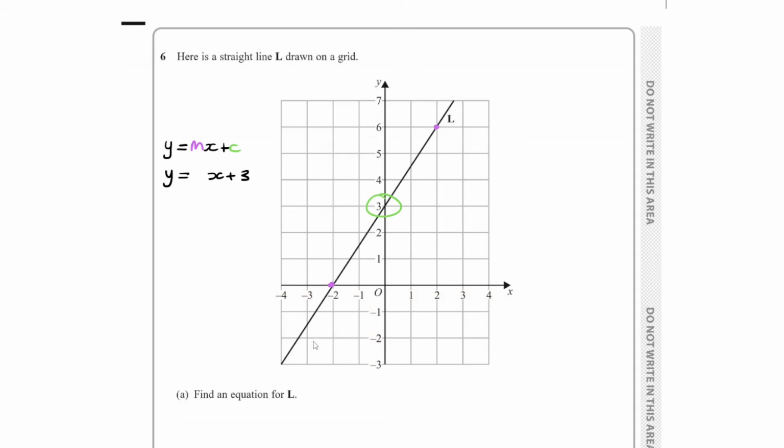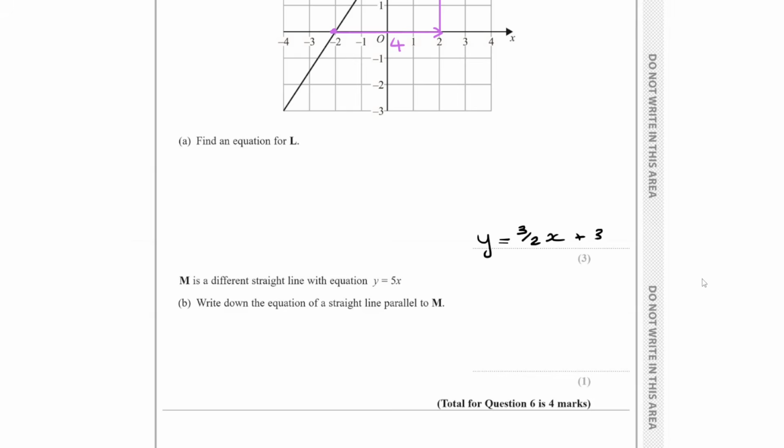So try and use whole numbers, and then we just want to do the change in y over the change in x. So vertically, can you see how we've gone up? By 6, we've gone up, haven't we? And then horizontally, we've gone across by 4. So for the gradient, we do the change in y, 6 over the change in x, 4. And I would probably just simplify that, which gives me 3 over 2. You can also write 1.5, but I wouldn't really bother with a decimal. So there we have y equals 3 over 2x plus 3. And that's 3 marks.